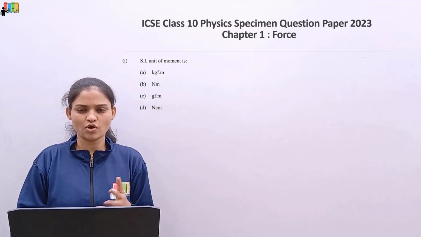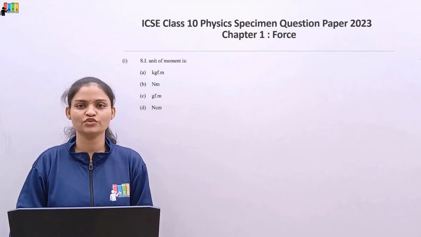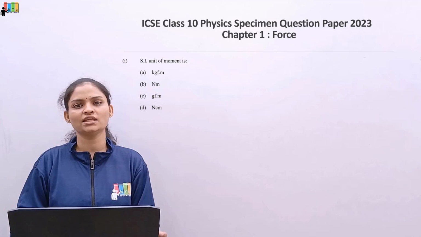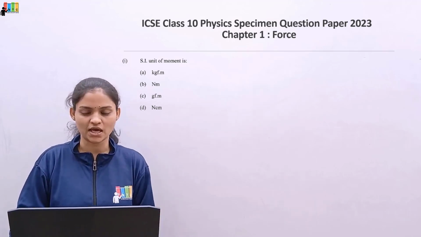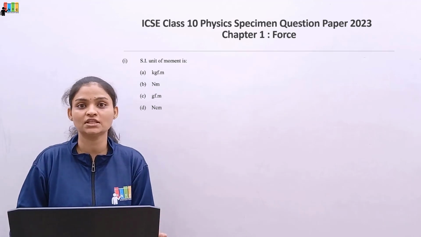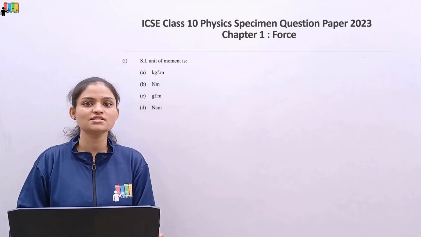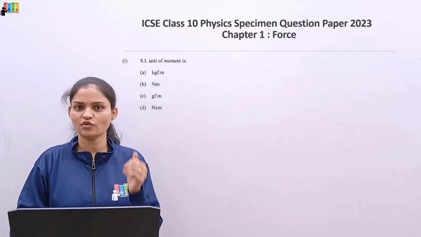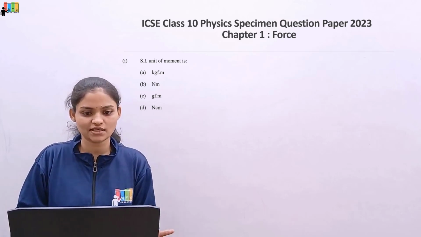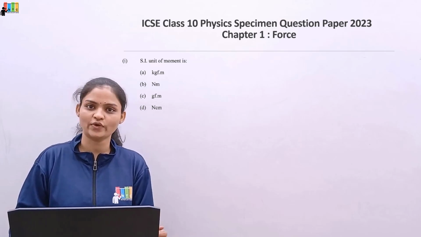As we observed, these MCQs are very simple and basic. If you know the concepts, you can easily solve them. Each question is for 1 mark. If you are familiar with the pattern of the exam, section A contains 15 MCQs and each question carries 1 mark. As you can see, this is the specimen question paper of 2023.